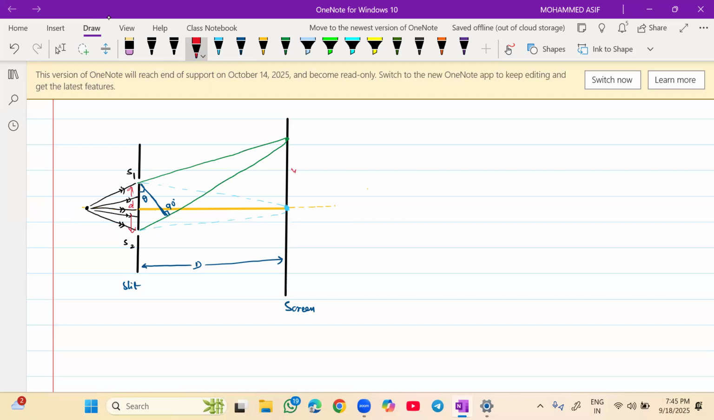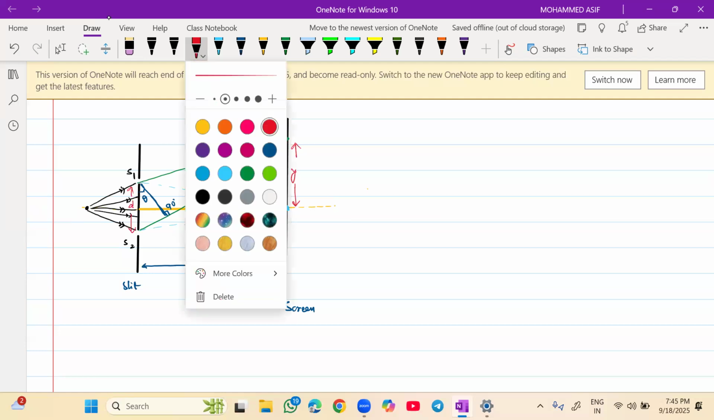And somewhere here we are getting some point. That one I'm giving a name, say for example, Y. And here, capital D is much, much greater than small d. Am I clear with the experimental setup?